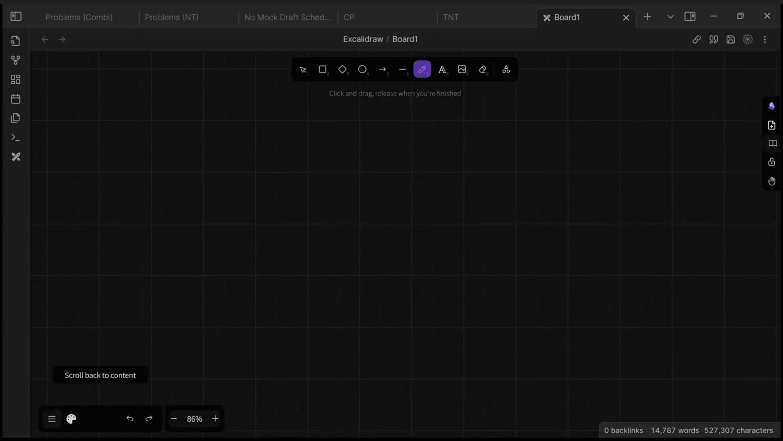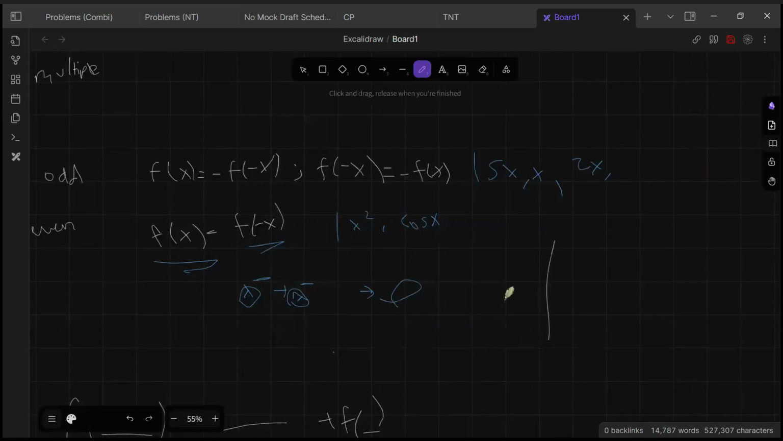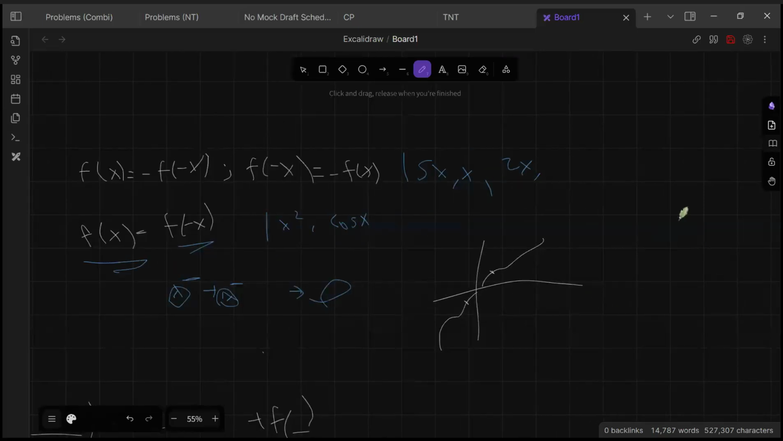Can you repeat odd even through graph? Okay, odd functions are going to be symmetric, reflections about the origin, because this is going to be equal to this. But even functions are going to look like, if you have this over here, then over here also it's going to be this. So if you have this, it's going to be like this. This is even, this is odd.